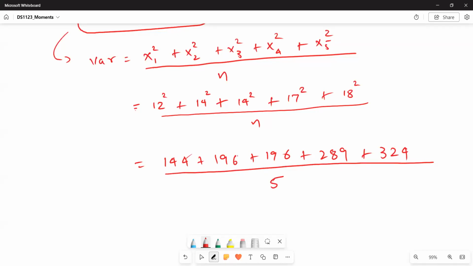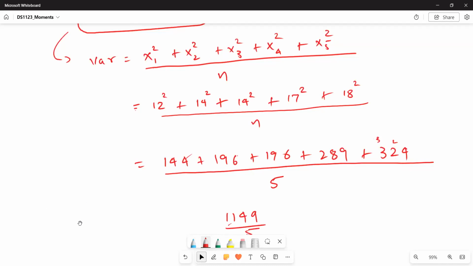So 4 plus 6 is 10 plus 6 is 16. Then we have 16 plus 9 is 25 plus 4 is 29, right? So this will be 2 plus 2 is 4 and 8 is 12. 12 and 9 is 21 plus 9 is 30 plus 4 is 34, right? 3 plus 3 is 6, 7, 8, 9, 10, 11, right? So this is 1149 by 5.